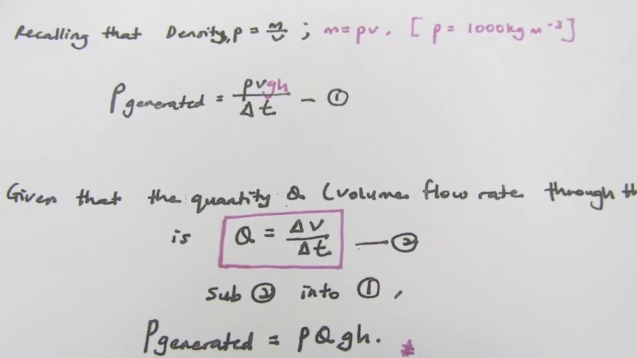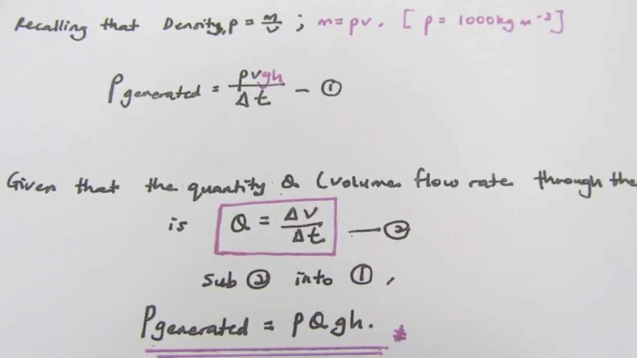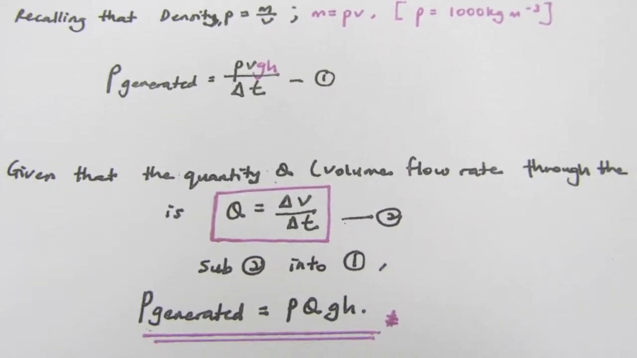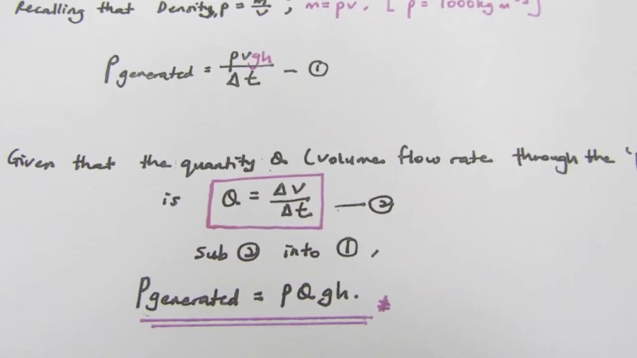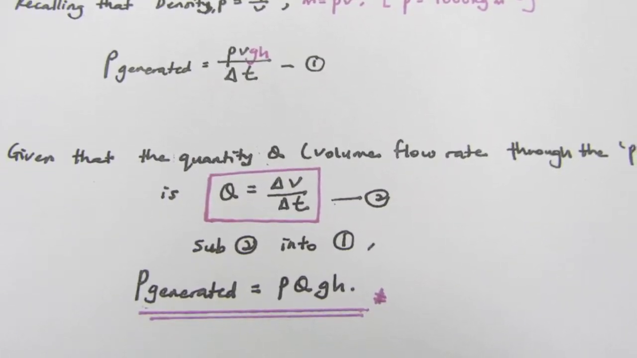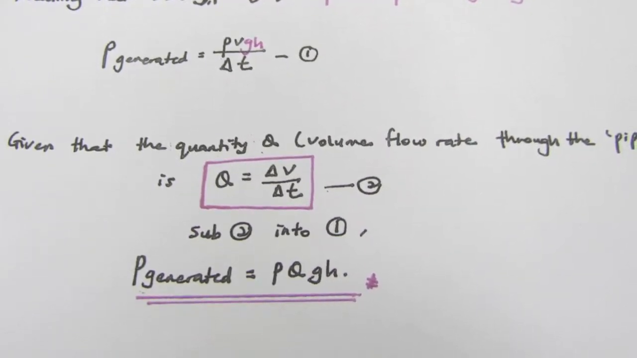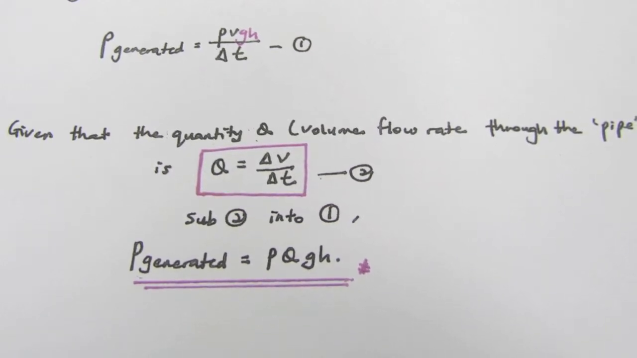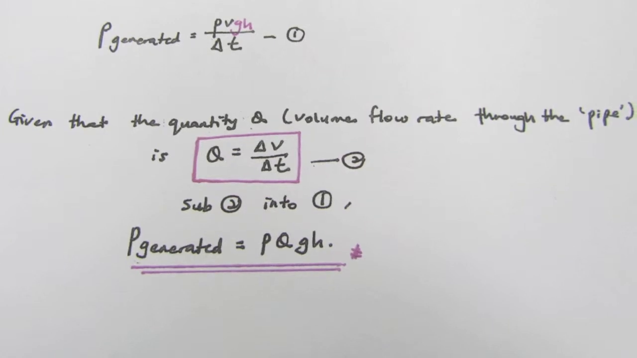Before this, I mentioned that the water flows through a pipe to turn the turbines. So we give the volume flow rate through the pipe, which is V over t, a quantity Q. If we substitute Q equals V over t into equation 1, we get a new equation of P equals ρQgh. This equation is just for simplicity. So if you want to retain the V over t in the first equation, you can always do so, as long as it is comfortable to you.